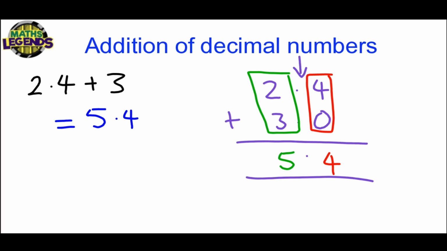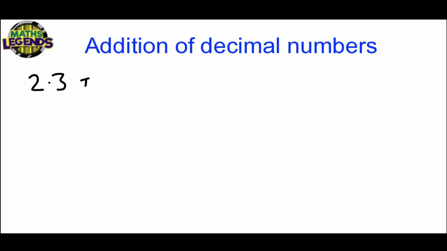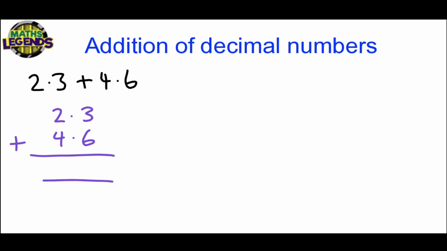Let's look at another example. 2.3 plus 4.6. So we write this out as a column method. So aligning the decimal point, 4.6, plus sign on the left, and then we place a decimal point in the answer. Starting with the right hand side column again. 3 and 6 is 9, and then moving on to the next column. 2 and 4 is 6. So the answer here is 6.9.